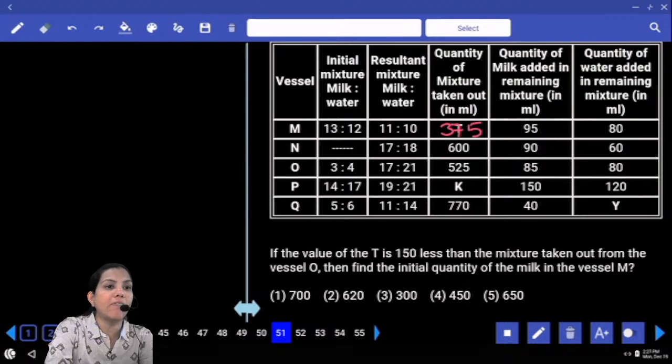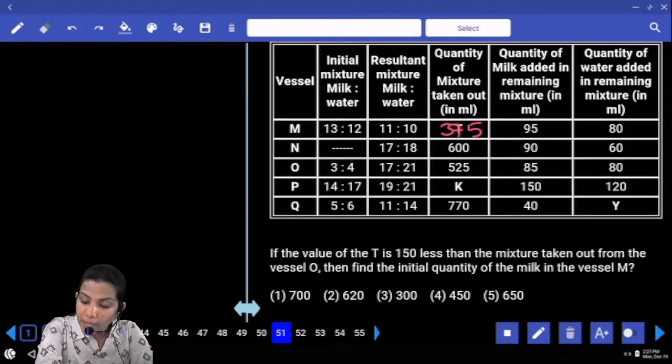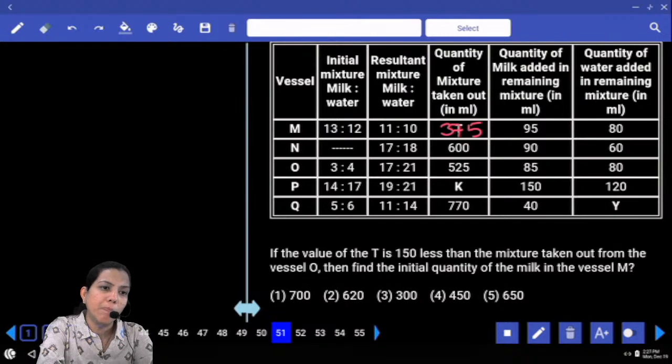375 liters of mixture taken. Then find out the initial quantity of milk in the vessel M. వెసల్ ఎంలో ఇనీషియల్ క్వాంటిటీ ఆఫ్ ఏం కనుక్కోమన్నారు? మిల్కా వాటరా? మిల్క్. Initial quantity of milk in vessel M, how many parts? So the answer must be a 13 multiple. అక్కడ ఉన్న ఆప్షన్స్లో 13 మల్టిపుల్స్ ఏంటి?